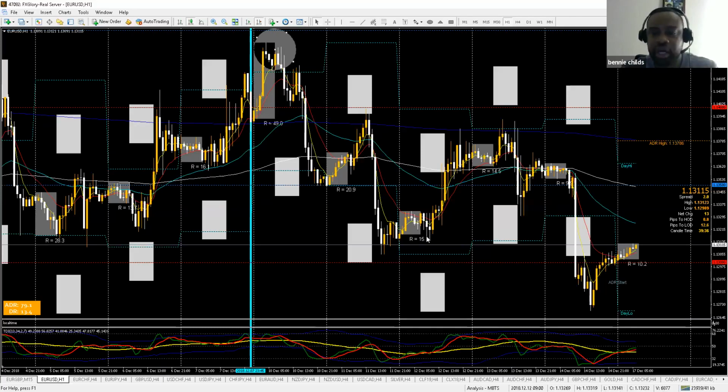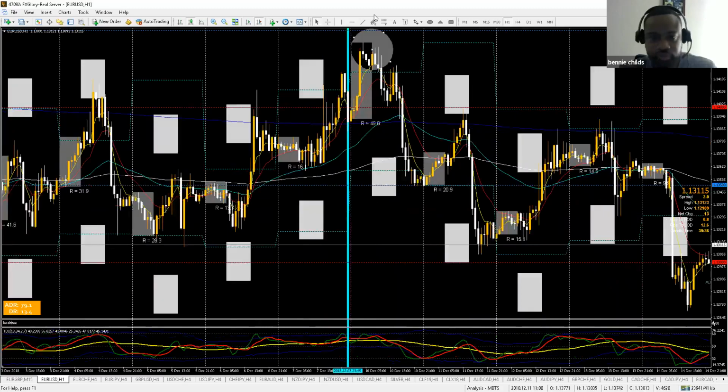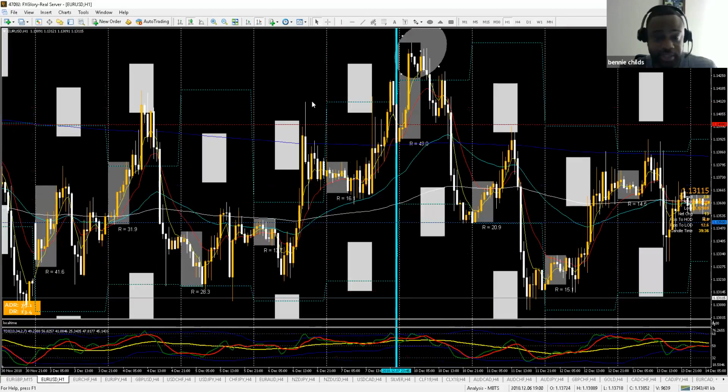77 pips on this side, 74 pips on that side. You just made 151 pips. Does that make sense?